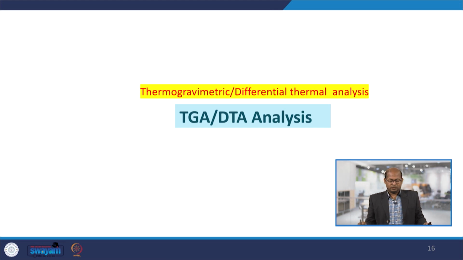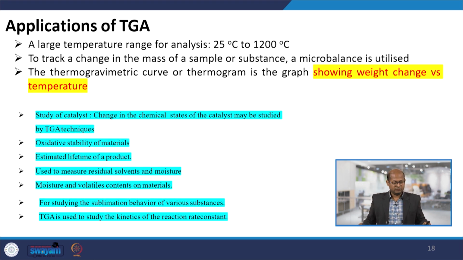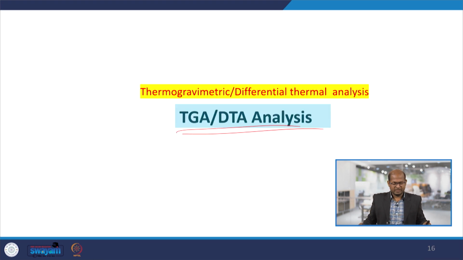Similarly, we can also do TGA DTA analysis. Whatever materials or catalyst we have prepared, we can do the TGA DTA analysis. These are the instruments for the TGA analysis. Here is the reference pan, this is the sample holder with sample pans, and here the furnace is there. TGA is thermogravimetric analysis, or TG analysis.